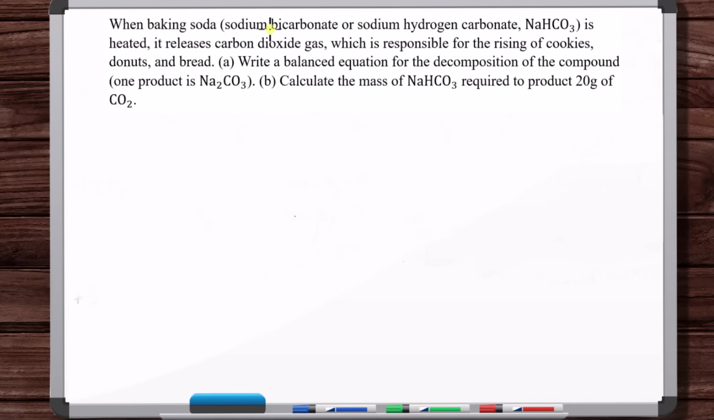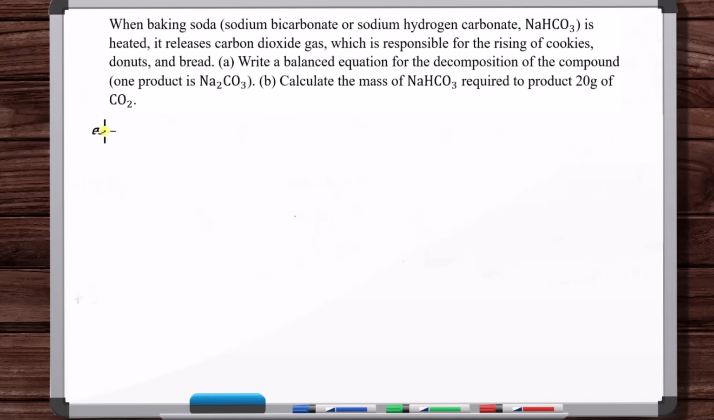When baking soda, so sodium bicarbonate or sodium hydrogen carbonate, NaHCO3, is heated, it releases carbon dioxide gas, which is responsible for the rising of cookies, donuts, and bread. Part A, write a balanced equation for the decomposition of the compound. And then part B, calculate the mass of NaHCO3 required to produce 20 grams of CO2.